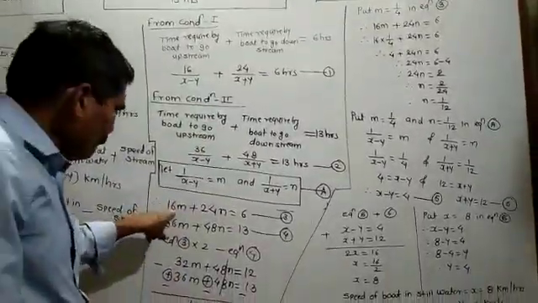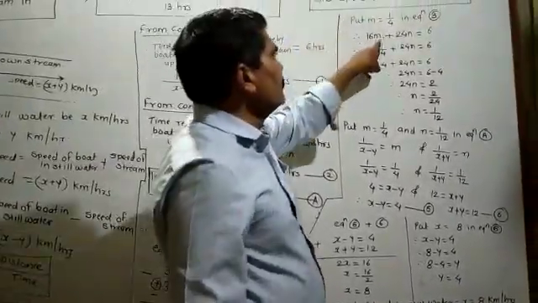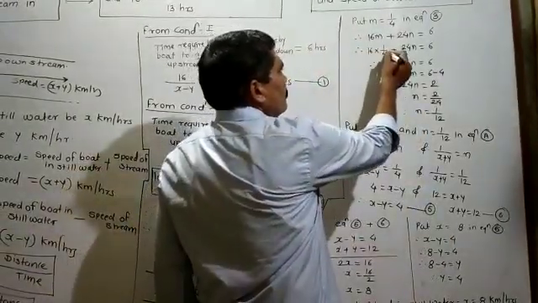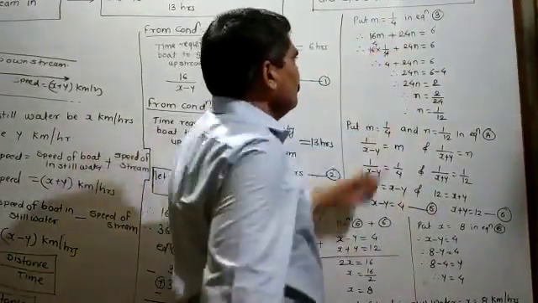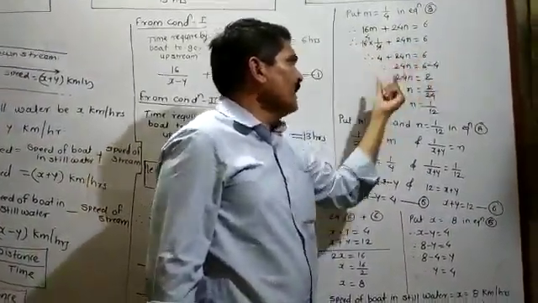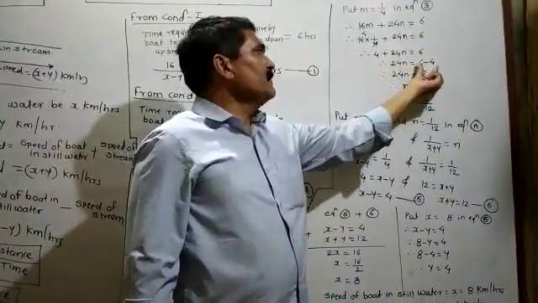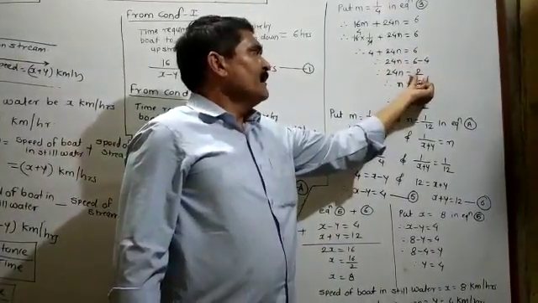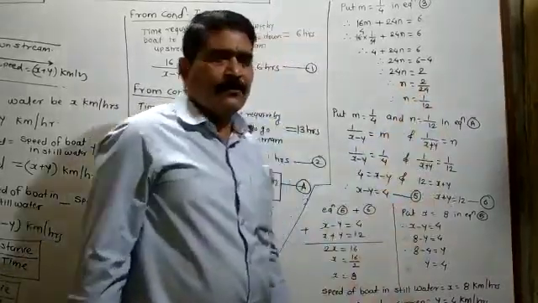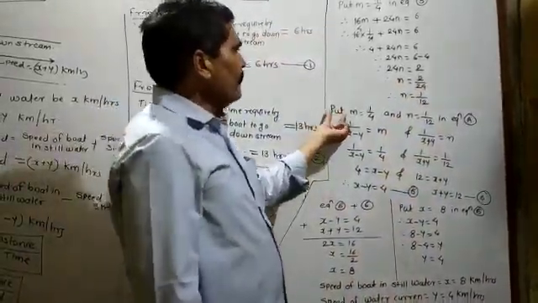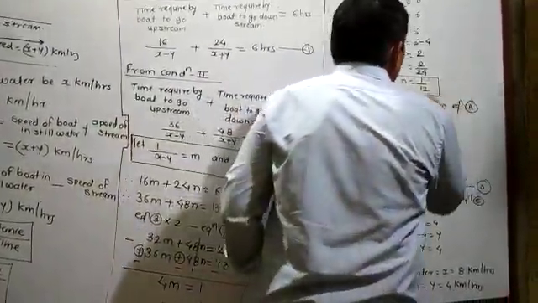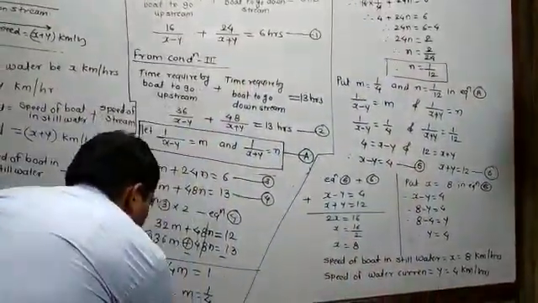Then you have to put m is equal to 1 upon 4 in equation 3. After putting m is equal to 1 upon 4, 4 1s are 4, 4 4s are 16, and this equation will come 4 plus 24n is equal to 6. Transpose this 4 to that side: 24n is equal to 6 minus 4, and 6 minus 4 is equal to 2. n is equal to 2 upon 24, so n is equal to 1 upon 12. This is n is equal to 1 upon 12, and m is equal to 1 upon 4.